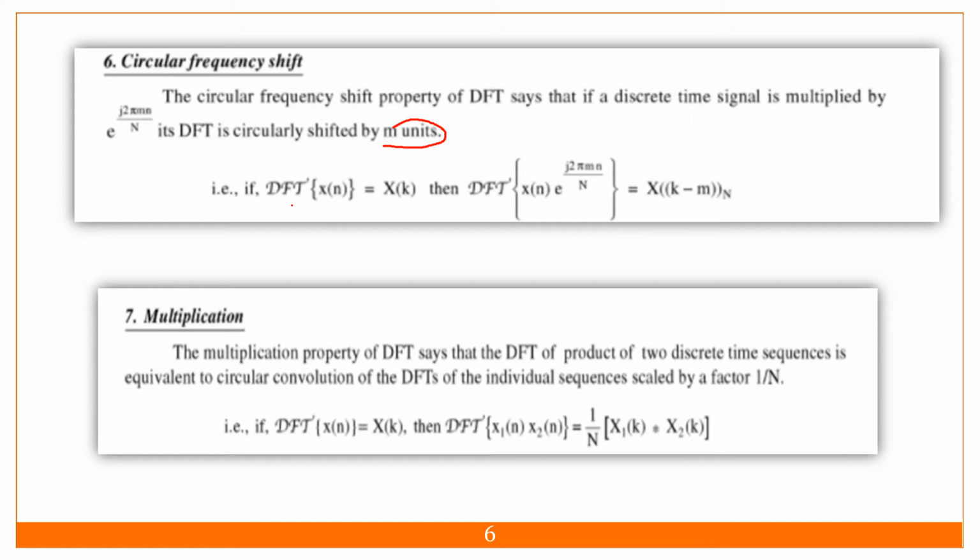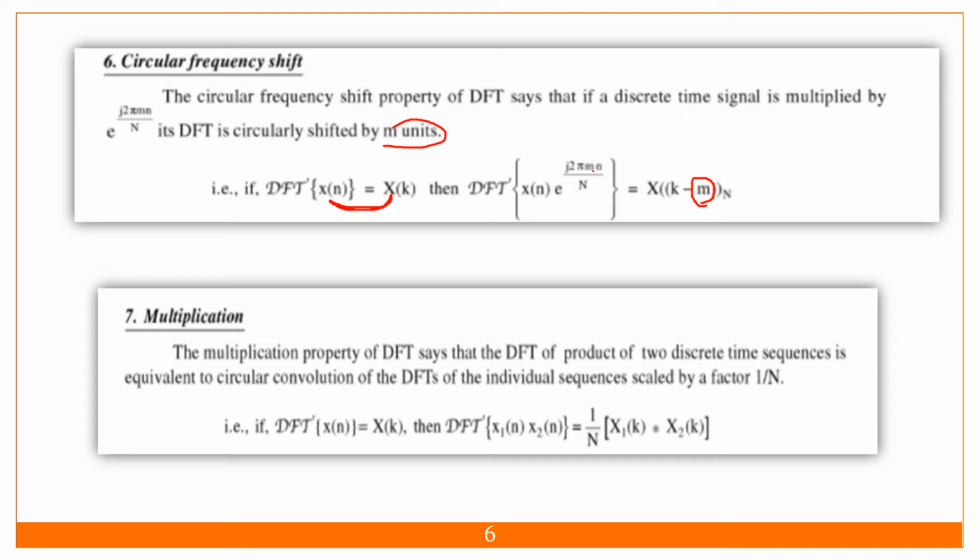Suppose if I calculate the DFT of x of n, I will get X of k. Then if I multiply this x of n by e raised to j 2 pi mn by N, then in the frequency domain the sequence will be shifted by m.